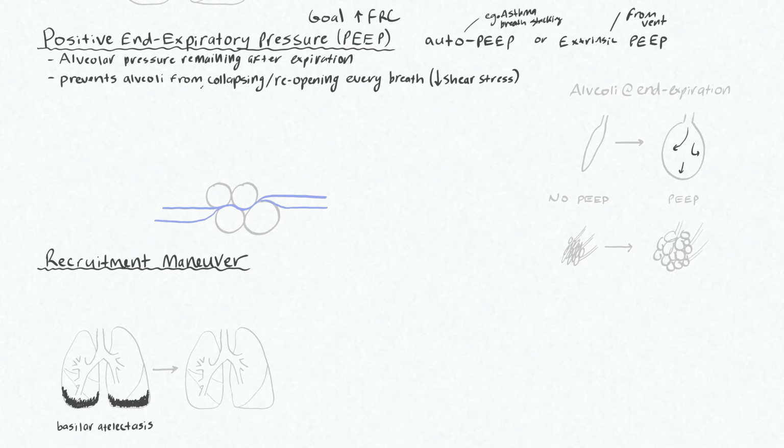By maintaining some amount of positive pressure inside the alveoli at the end of your expiratory period, you'll prevent the alveoli from collapsing and reopening with every breath. So this decreases the shear stress on the alveoli. I mentioned that above, and this should decrease the amount of injury that a ventilator is causing on your lungs. This also has the added benefit of decreasing atelectasis. Atelectasis being these clusters of collapsed alveoli, and when we have positive pressure, they will be stented open, and therefore you'll have less collapsed lung tissue.